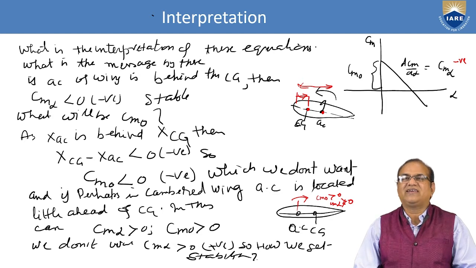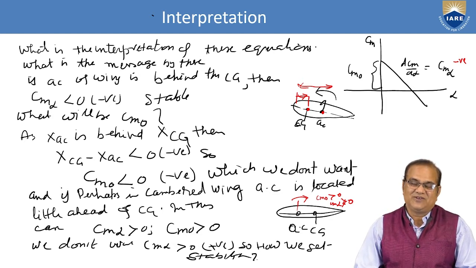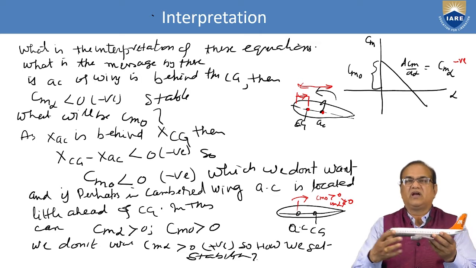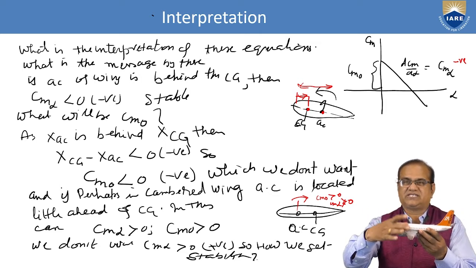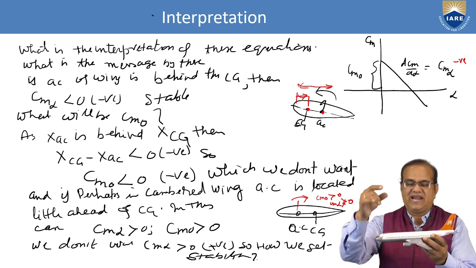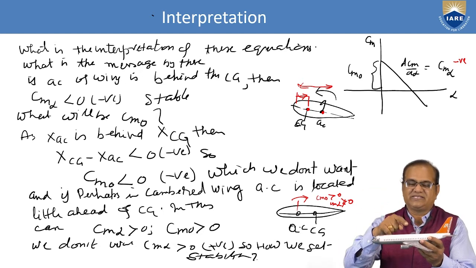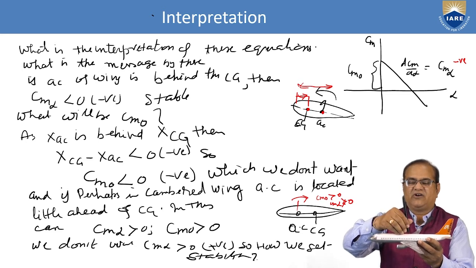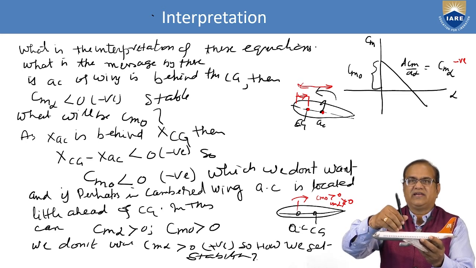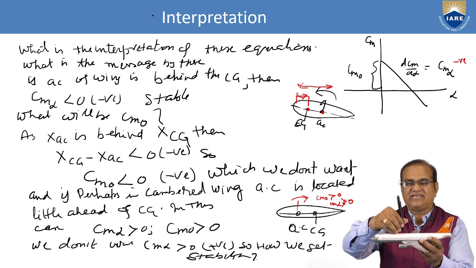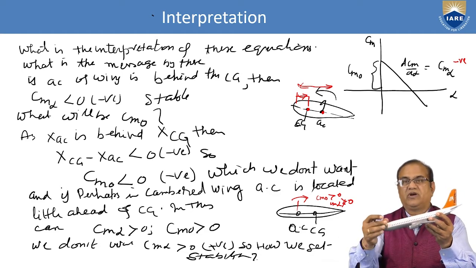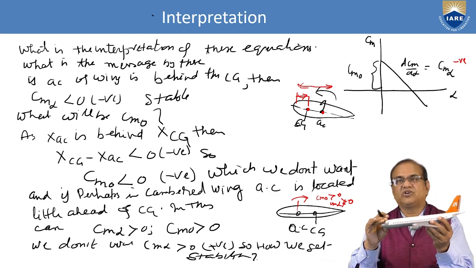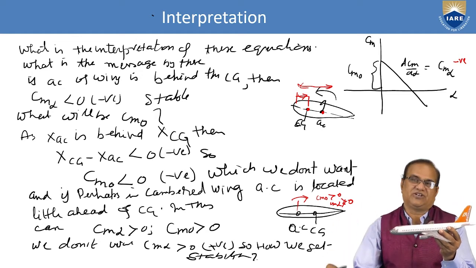So how can we get the stability? It is a very critical situation. If we are putting this wing here and the aerodynamic center is behind, like this, in two places, this is the aerodynamic center, and if the aerodynamic center is behind the CG, it will go nose down. But at the same time, it will also give a negative CM naught.